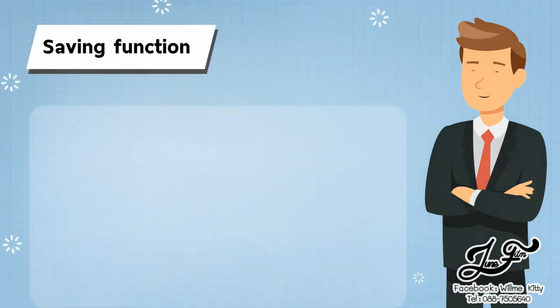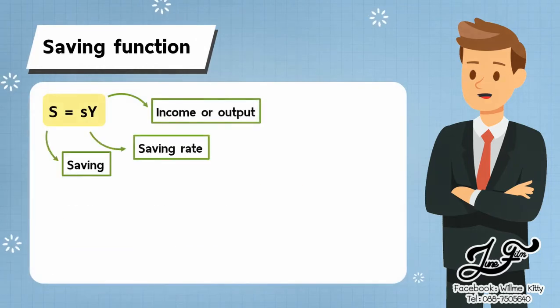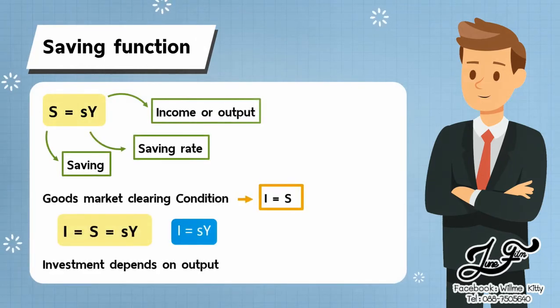The saving function is S equals small s multiplied by Y, where S is saving, small s is the saving rate, which is the proportion of saving from income, and Y is income or output. Because the saving function includes output, when output Y increases, according to the goods market clearing condition, I equals S, it will make investment increase. Therefore, investment depends on output.